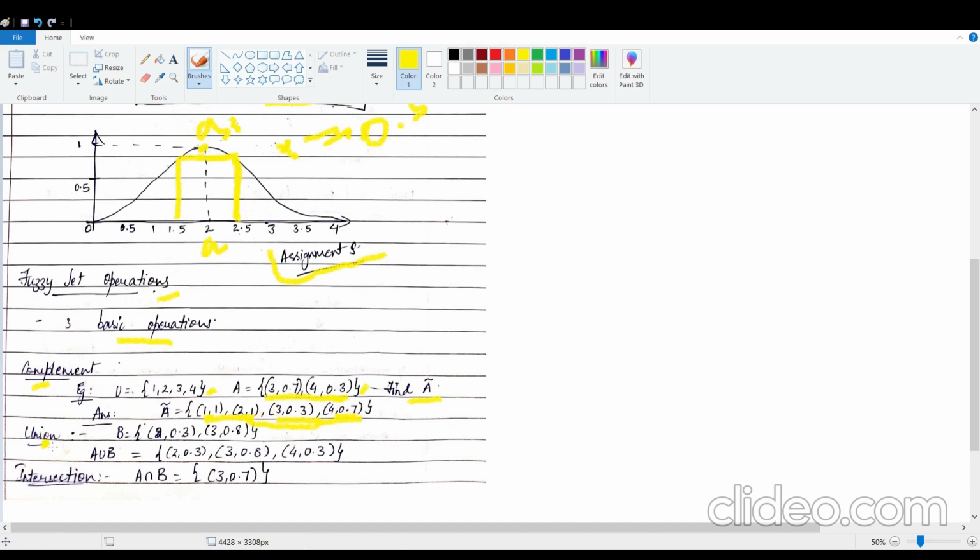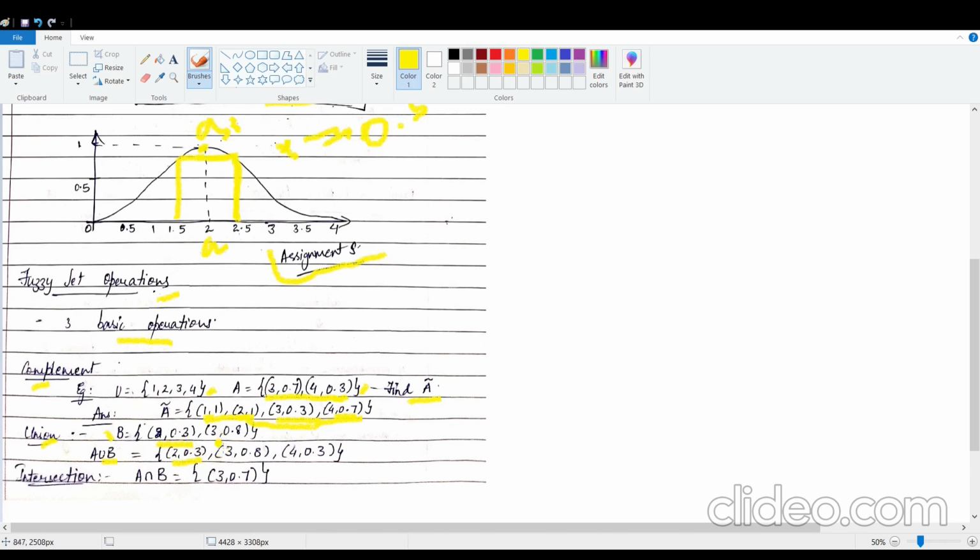The second basic operator we have is a union. So let us define another small fuzzy set called B, and that is this. Now if I were looking for a union of these two, I need to look for all the elements which are present in both A and B. So the distinct elements I have are 2, 3 and 4. So 2 is not present in A, so I can directly write down whatever is present in B. So it's directly 2, 0.3.